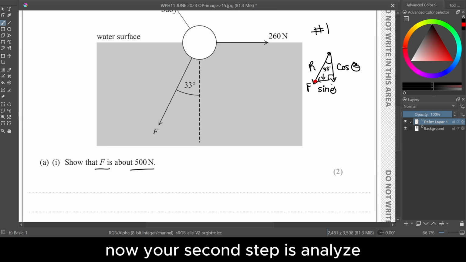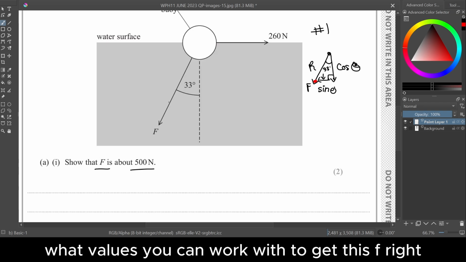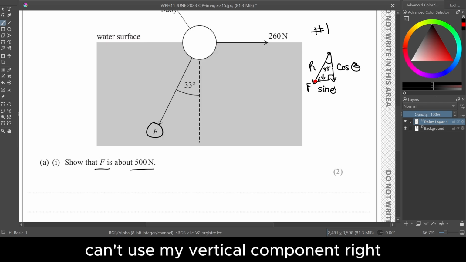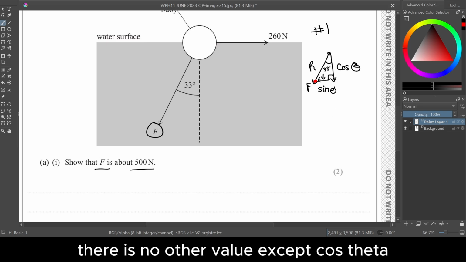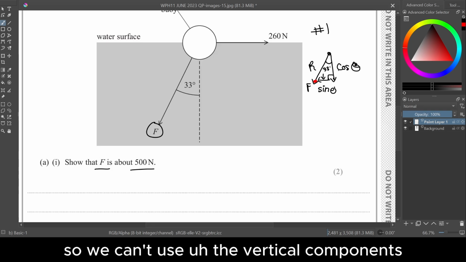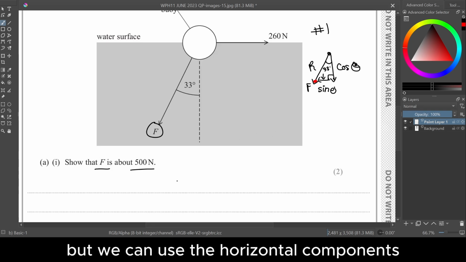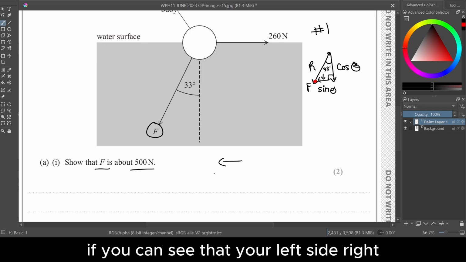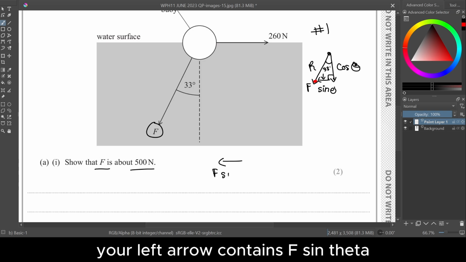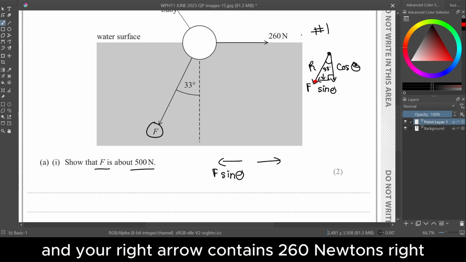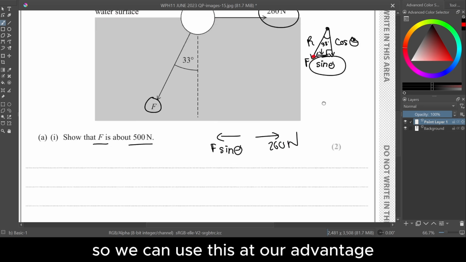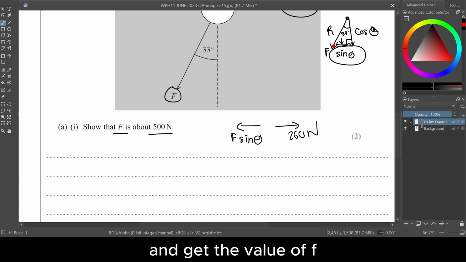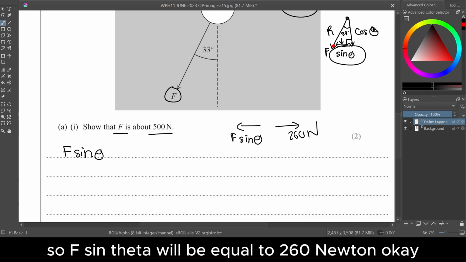Now your second step is analyze what values you can work with to get this F, right? So I can see that I can't use my vertical component, because there's no other value except cos theta. So we can't use the vertical components, but we can use the horizontal components. Your left arrow contains F sine theta and your right arrow contains 260 newtons. So we can use this to our advantage and get the value of F. So F sine theta will be equal to 260 Newton.